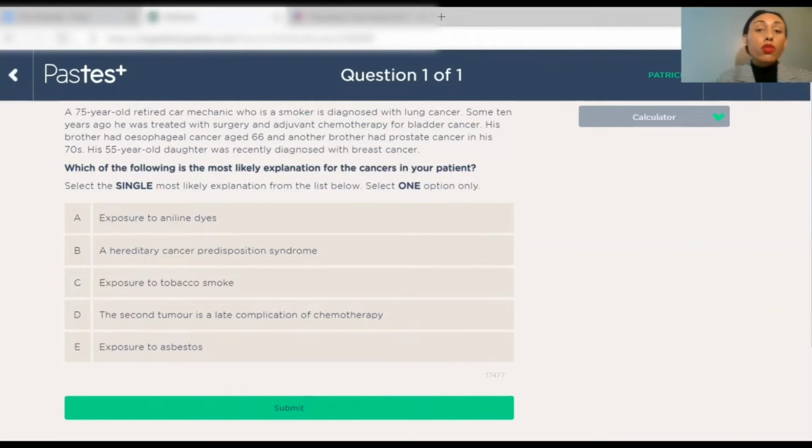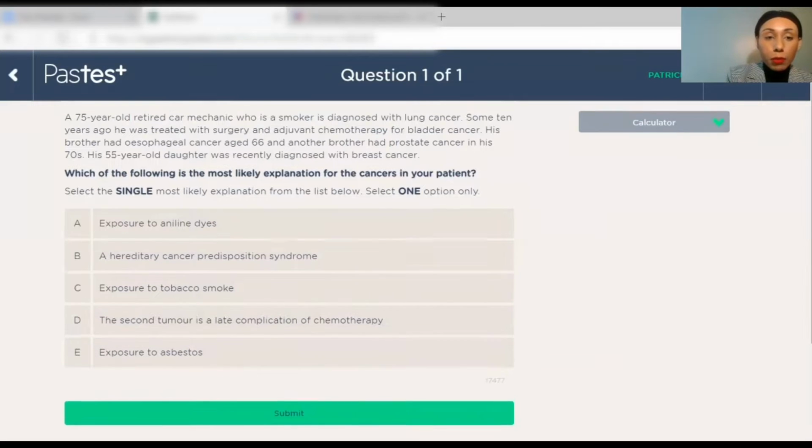So again, make sure you read the question, select the single most likely explanation from the list below, and select one option only. So this is an SBA, and this is a very good example of the definition of a single best answer. So let's go. Is it going to be A, B? Is it going to be C, D, or E?